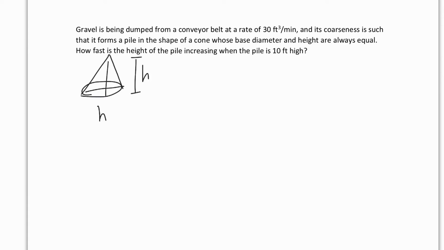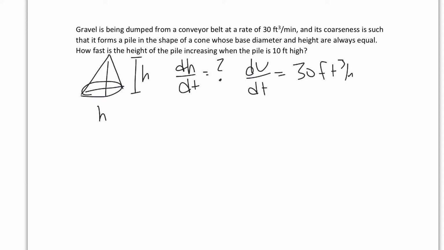We're looking for the change in height. And we know that the volume, because gravel is being added, is increasing at 30 feet cubed per minute. And we also have h equaling 10. Now we're going to go ahead and set up our formula. The volume of a cone, if you remember, is 1/3 pi r squared h. Well, we don't have r, so that's a bit silly. We should write it in terms of diameter.